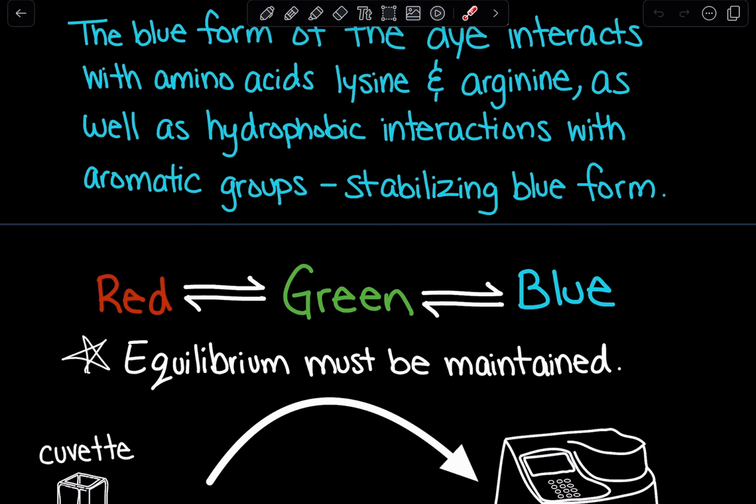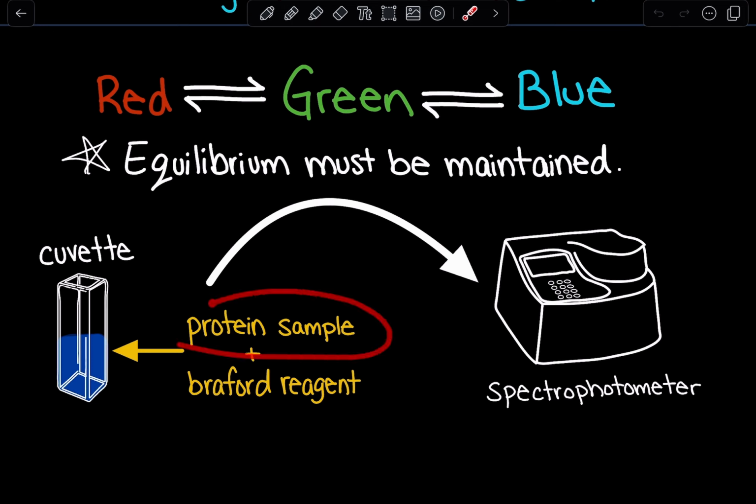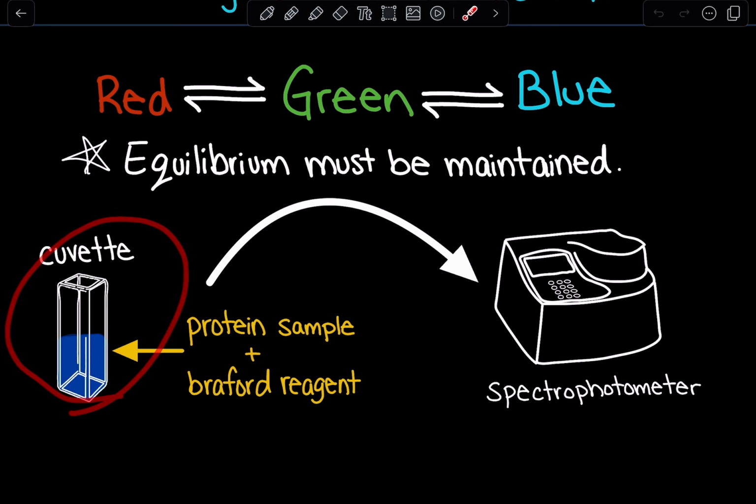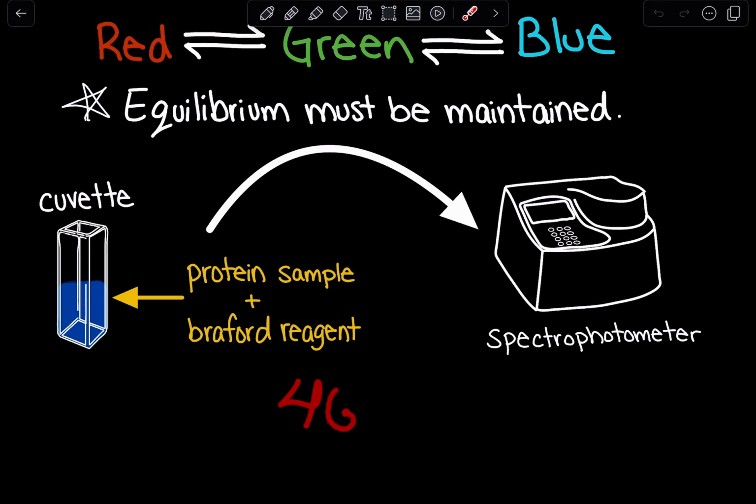Now what we do is that we take our protein sample, we add in our Bradford reagent into our cuvette, and then we measure it in a spectrophotometer at about 460 nanometers and at around 600 nanometers.